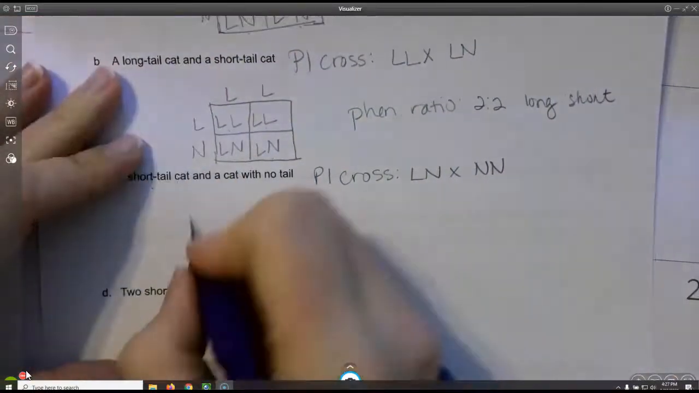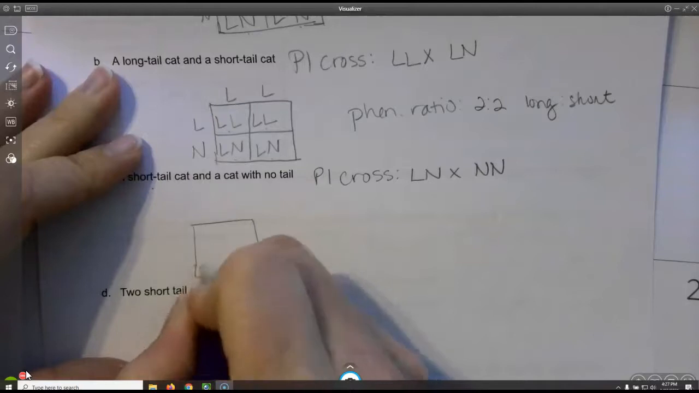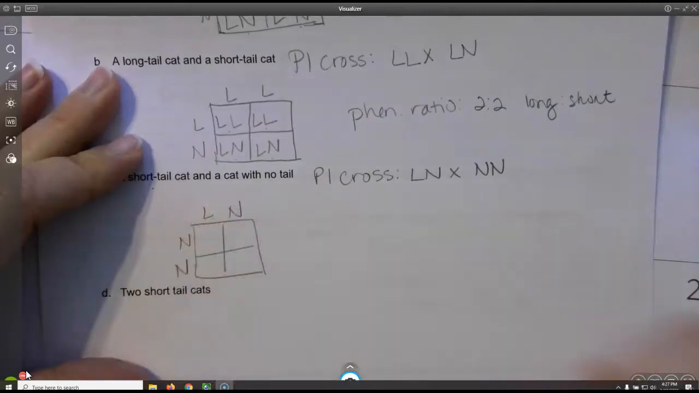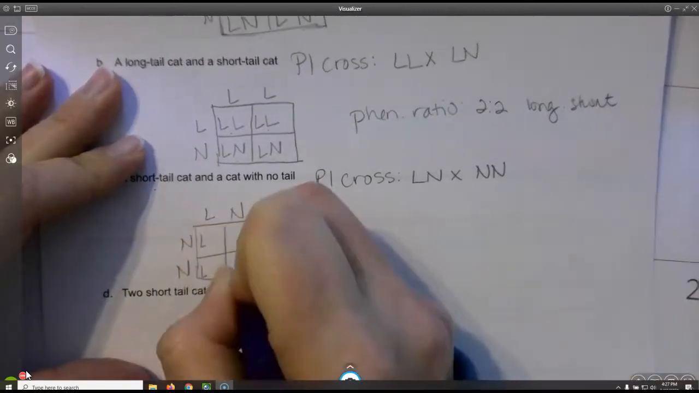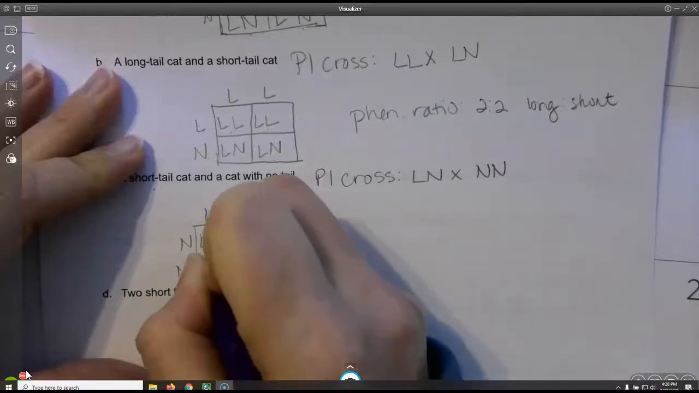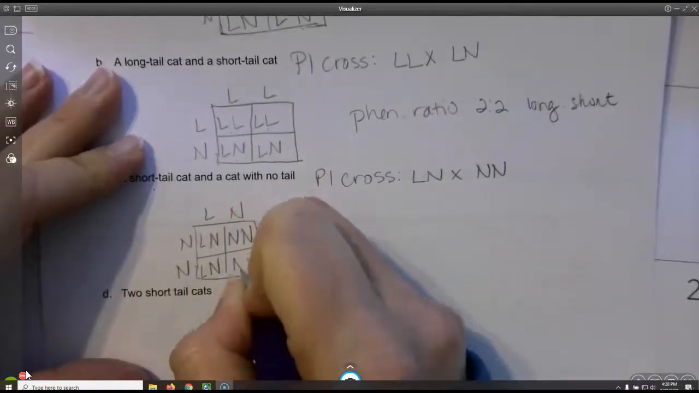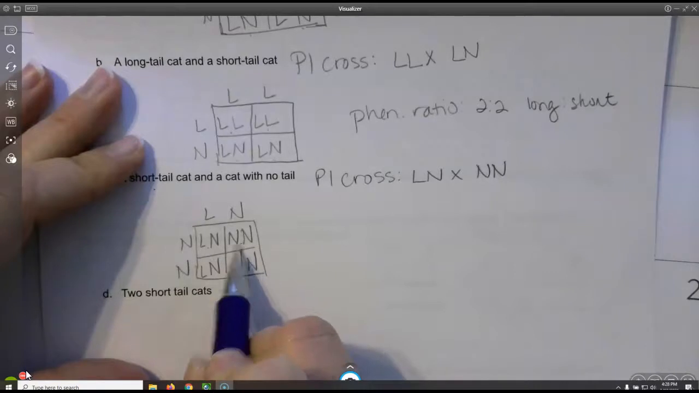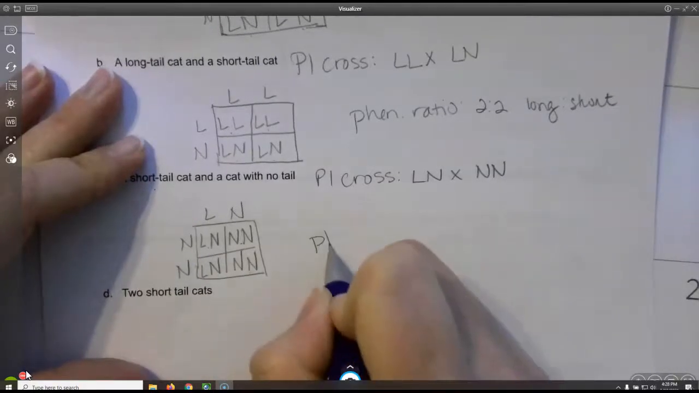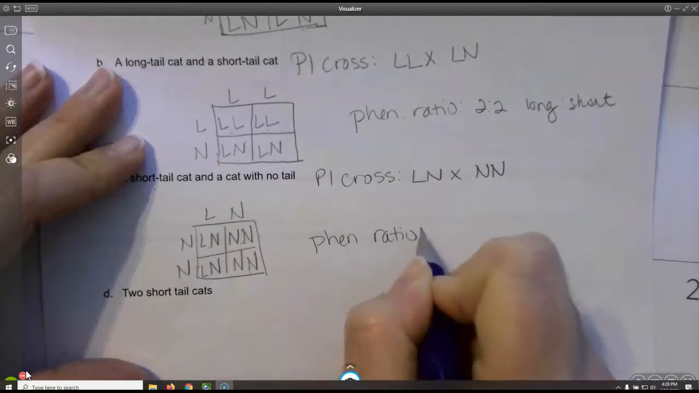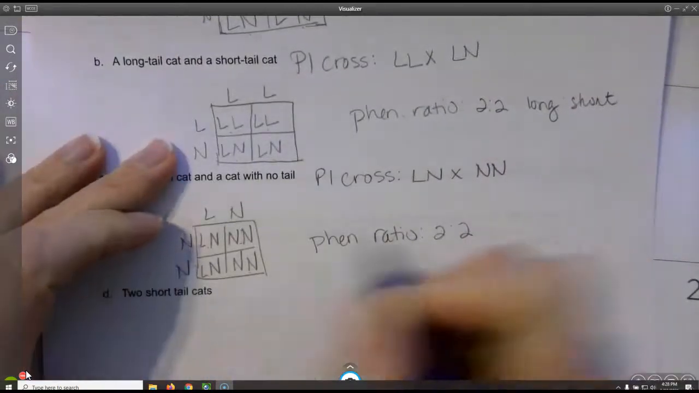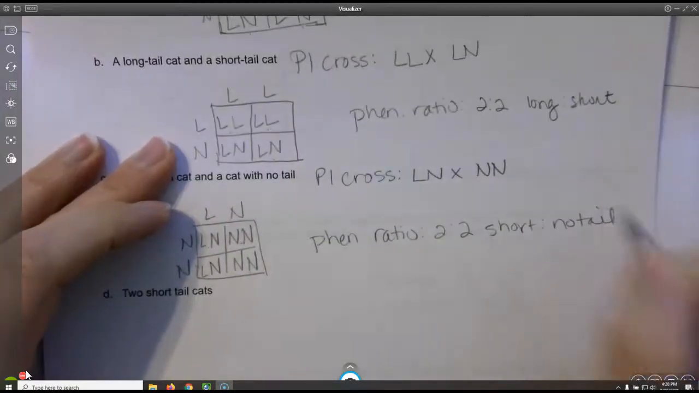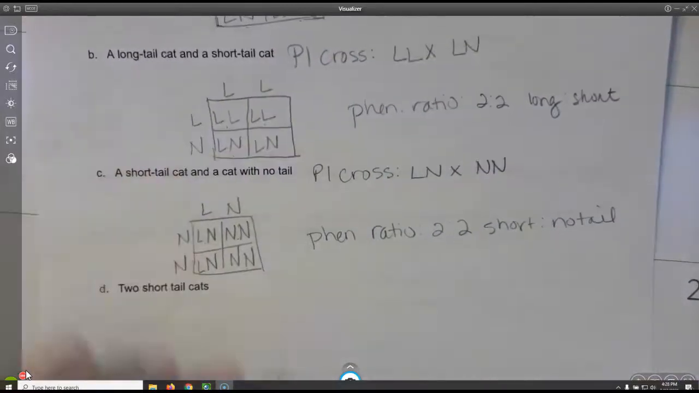Okay, so let's make our Punnett square first. LN on top, NN on the side, and drop your L's down, drop your N's down, bring your N's across. Okay, so we have short tail, no tail, short tail, no tail. So 2 to 2. Again, 2 of each. Short tail to no tail. And no tail looks like one word.